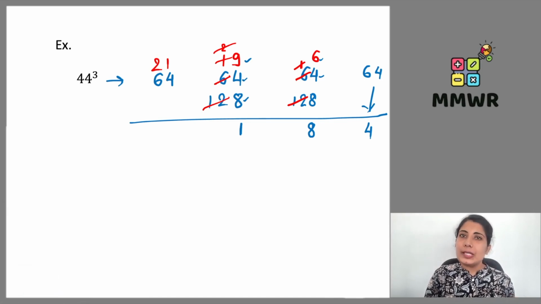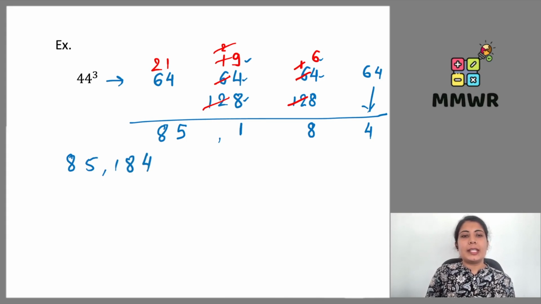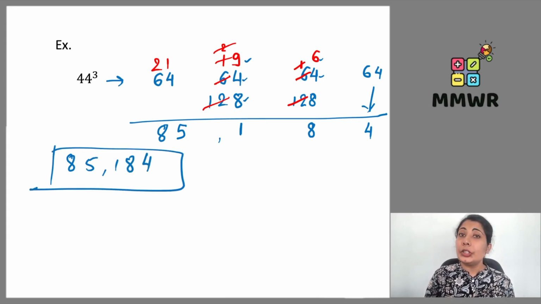Now 21 plus 64 gives me 4 plus 1, 5. 6 plus 2, 8. So 85,184 will be the cube of 44.